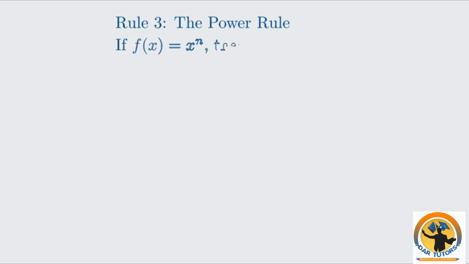Now we're ready to state the most important rule for differentiating polynomials, the power rule. The power rule states that if f of x equals x to the power of n, then its derivative, f prime of x, is n times x to the power of n minus 1. You bring the power down as a coefficient and subtract 1 from the power.